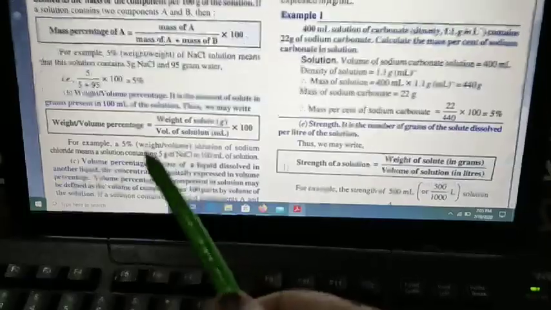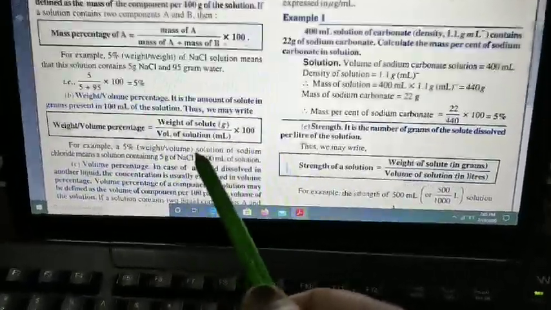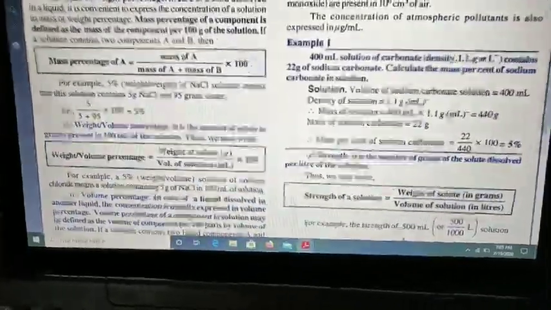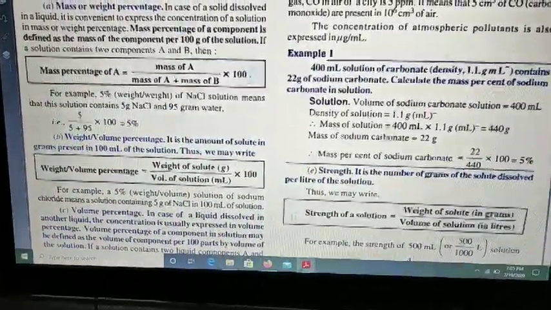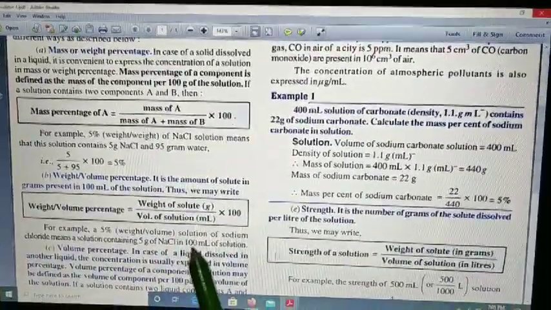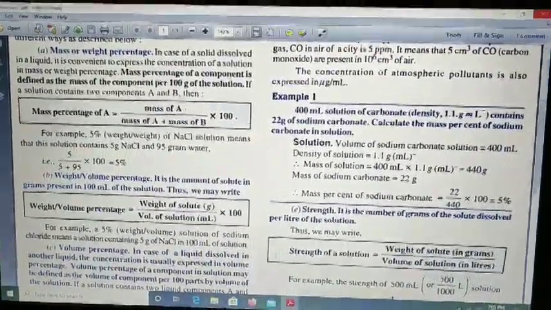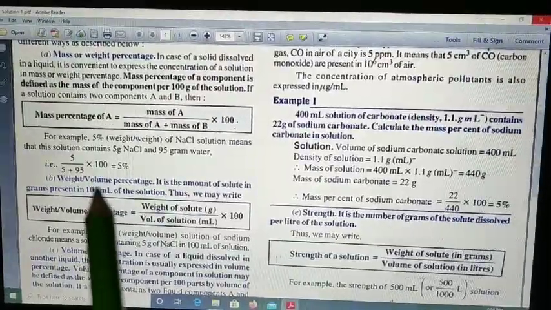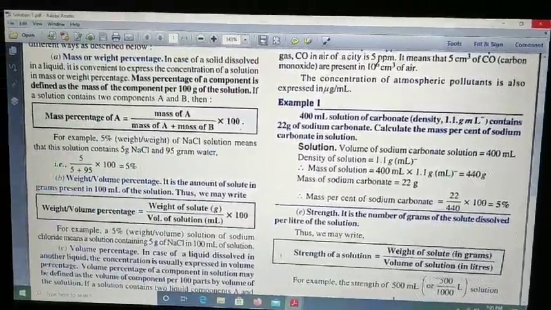Say for example, if you want to prepare a 5% weight by volume, not weight by weight, weight by volume solution of sodium chloride, then we need to take 5 gram of sodium chloride and dissolve it in 100 ml of solution. That will be a 5% weight by volume percentage of solution.